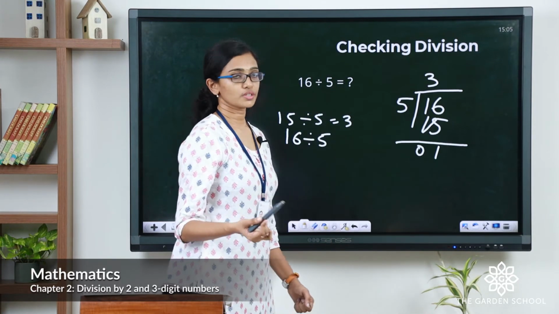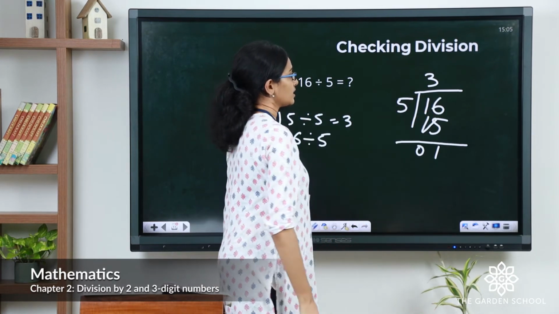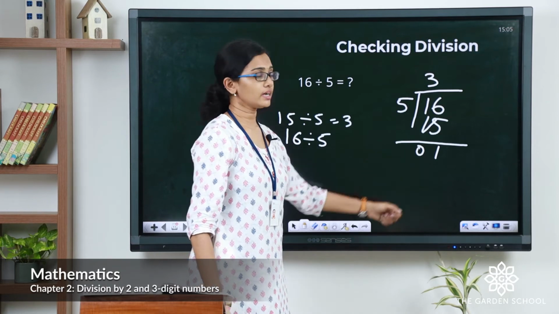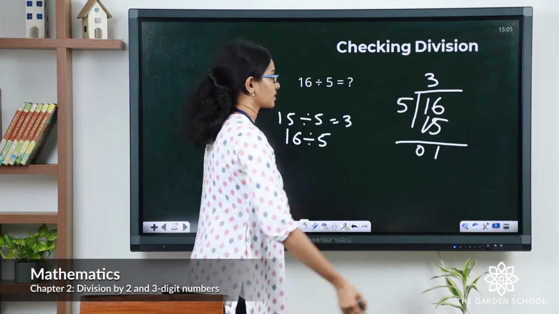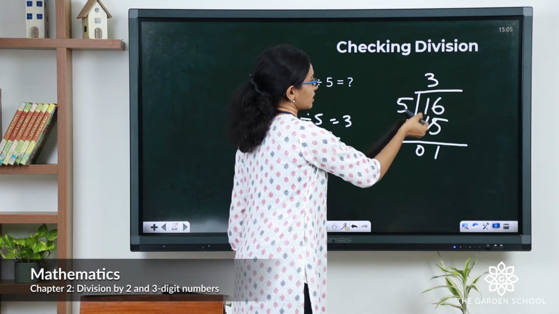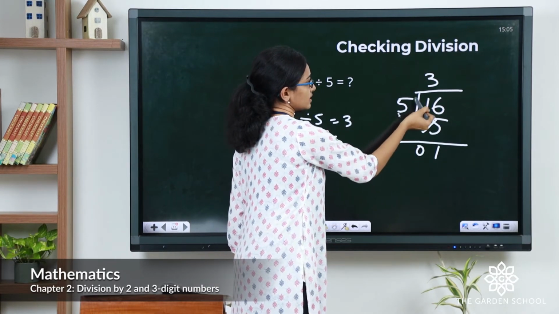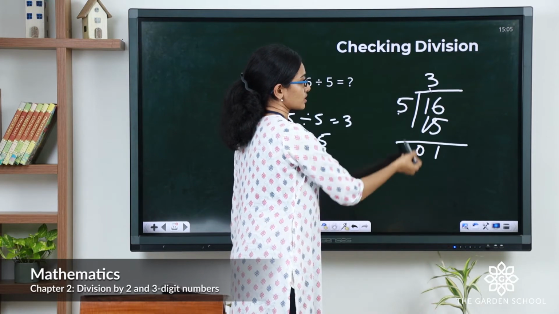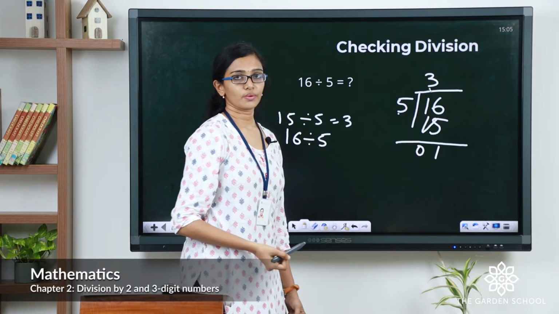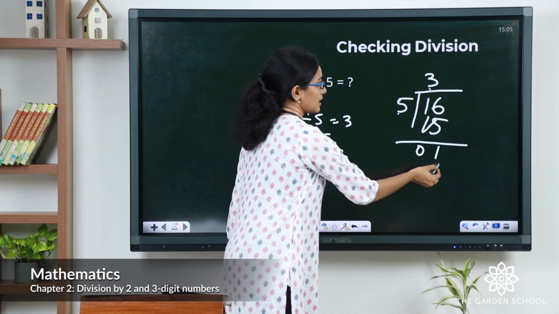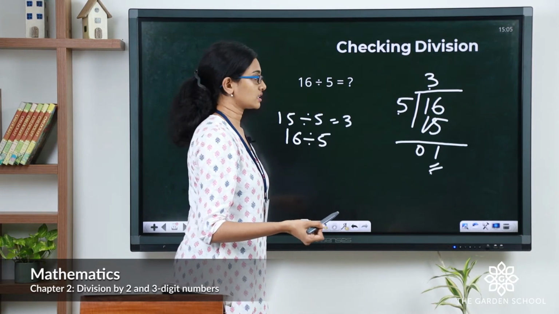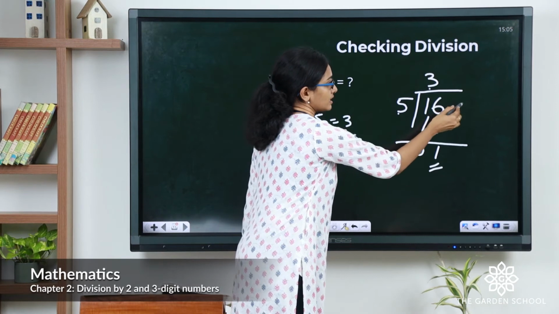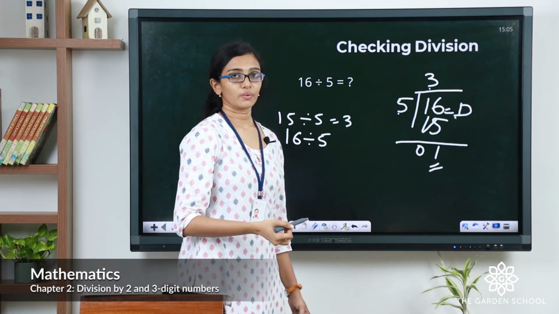Now, what is the quotient? The quotient is 3 and here we have the remainder 1. This is the dividend and this is the divisor. Now, look at this. This divisor into the quotient, 5 into 3 equals 15, plus this remainder. 15 plus 1 is 16. So, that is the dividend that we were dividing.